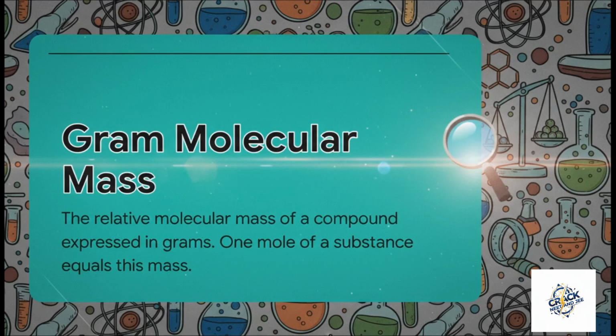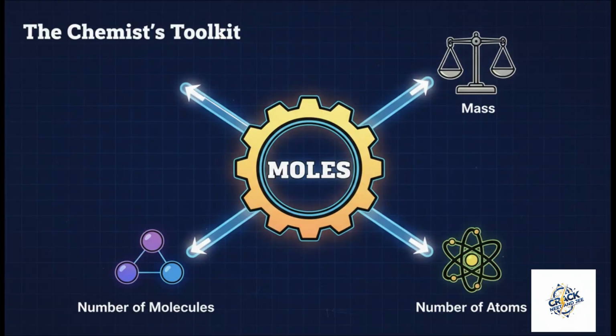Let's go back to our sulfuric acid example, which had a relative mass of 98. Well, gram molecular mass tells us that if you weigh out exactly 98 grams of sulfuric acid, you will have exactly 1 mole of it. You'll have 6.023 times 10 to the 23 molecules right there on your scale. We can finally count invisible particles just by weighing them. How cool is that? This opens up a whole new toolkit for chemists.